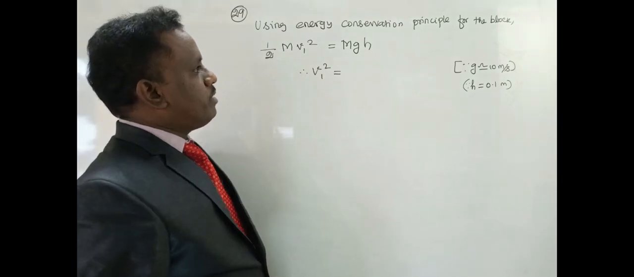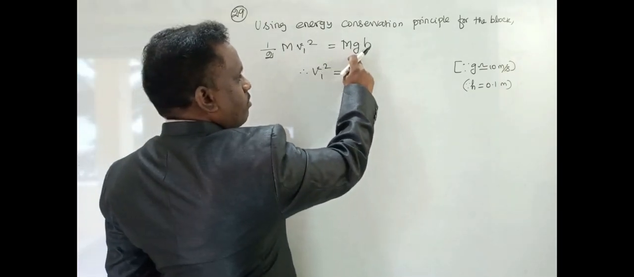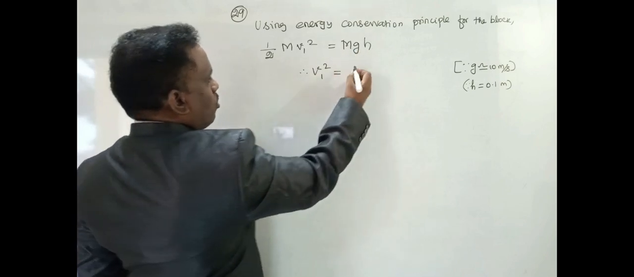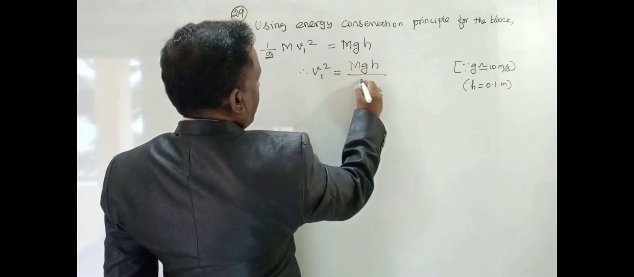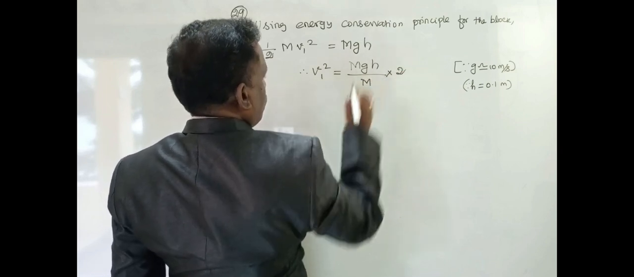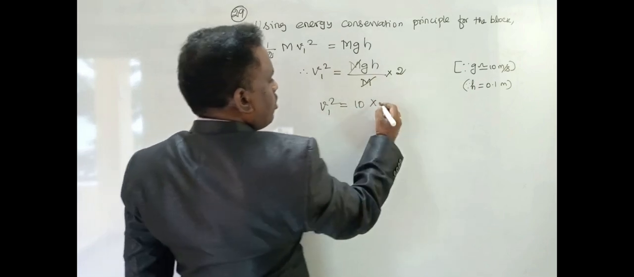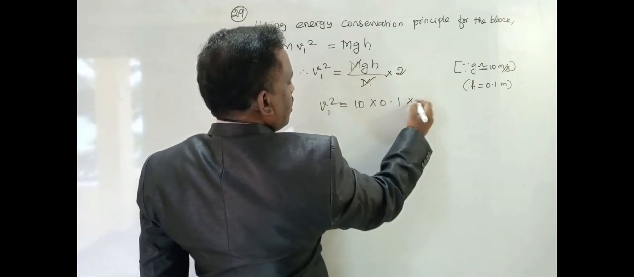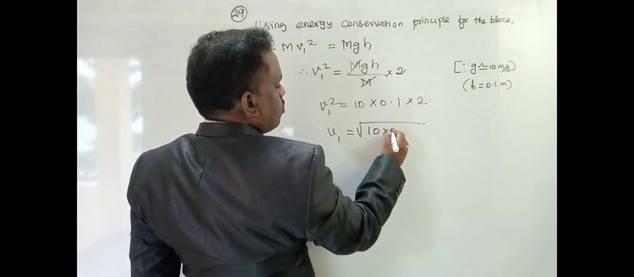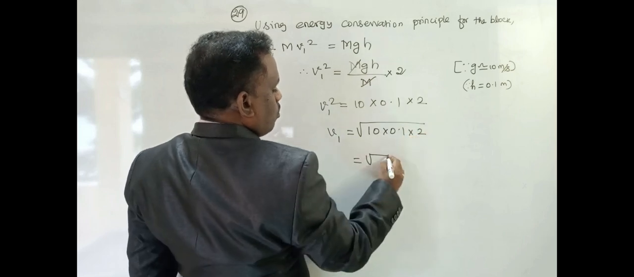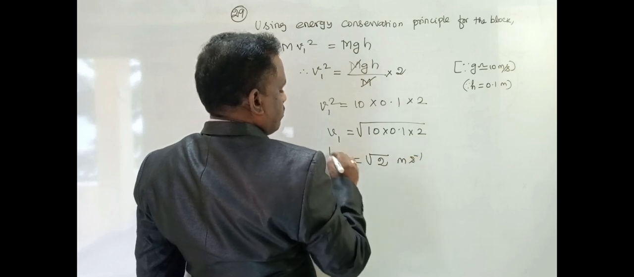Using energy conservation principle for the block, half M V1 square is equal to M g h. So V1 square is equal to M g h divided by M into 2. V1 square is equal to g value 10 into h value 0.1 into 2. So V1 is equal to root of 10 into 0.1 into 2, root of 2. V1 is equal to root 2 m s power minus 1.